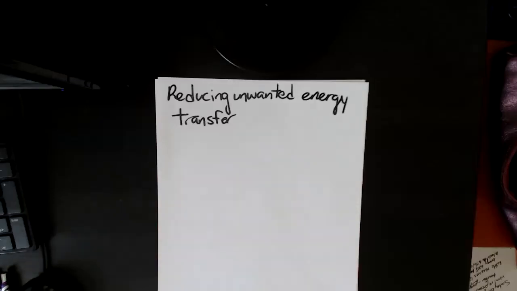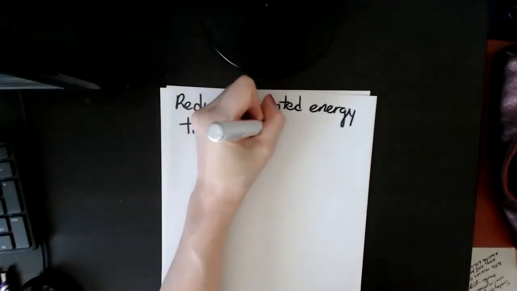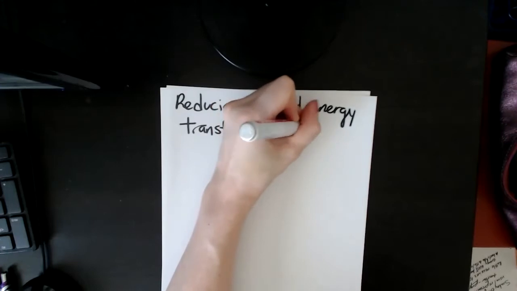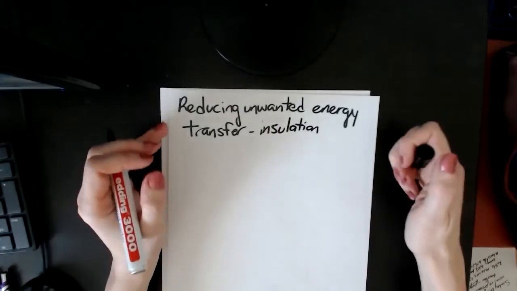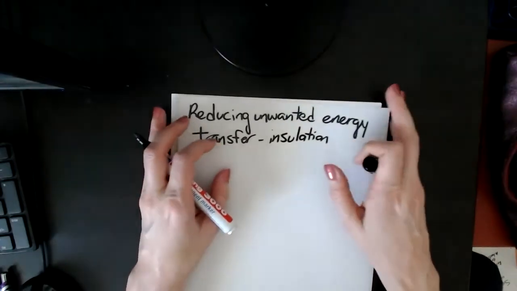So this sounds fancy, reducing unwanted energy transfer. It's not. Basically, what I mean when I say this and what we talked about in class is insulation. How do you make sure that the heat you want inside the house stays inside the house? How do you make sure that the heat outside the house stays outside the house? Or cold, or whatever else you're interested in.